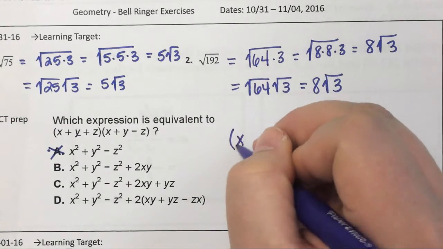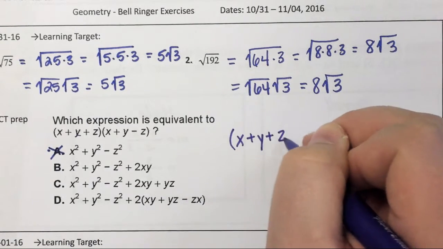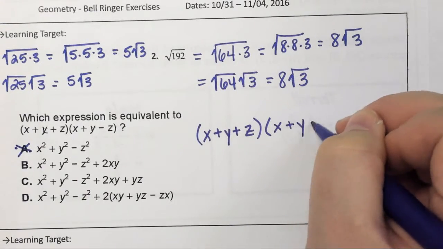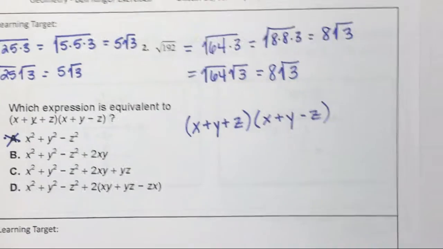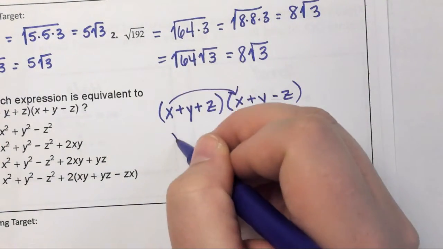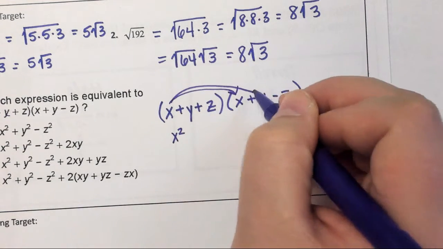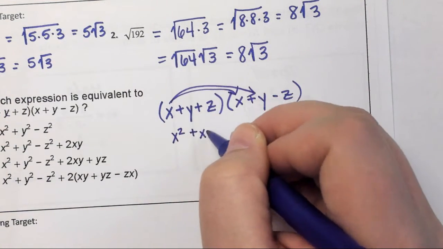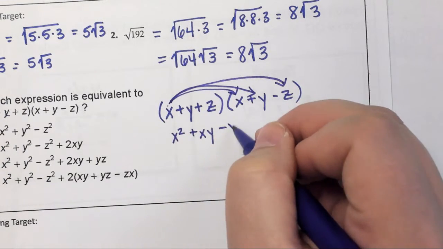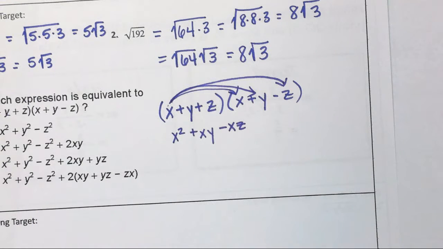So you actually have to distribute the x to every single term, and then the y to every single term, and then the z to every single term. So it's much more complicated. So x times x, yes, that is x squared. X times y, well, that's xy. X times negative z, well, that's negative xz. And that's just with distributing the x. We have to go back and distribute with the y, and go back and distribute with the z now.